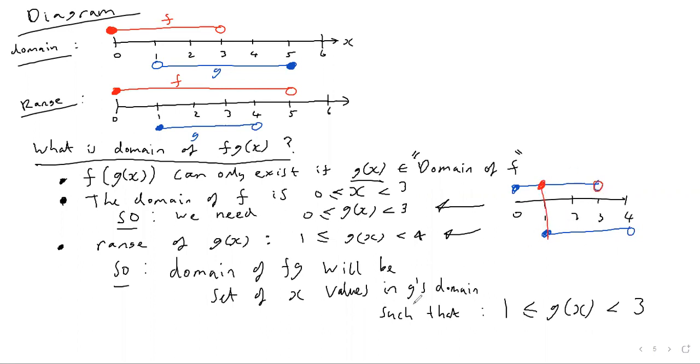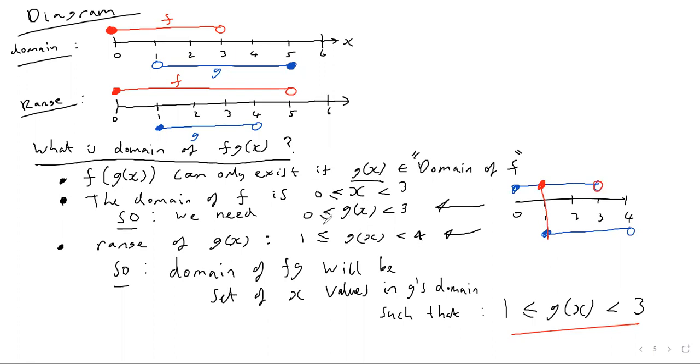So actually our domain will arise from the set of x values such that g of x is trapped between 1 and 3, so bigger than or equal to 1 and less than 3. That would be our domain there, because we need g of x to be bigger than or equal to 0 and less than 3. But the range of g goes between 1 and 4. So the set of g values for which f of g will exist is 1 up to 3, because again we need g of x to exist.